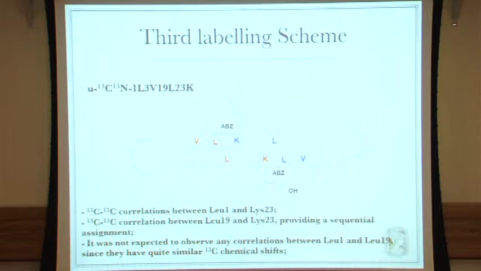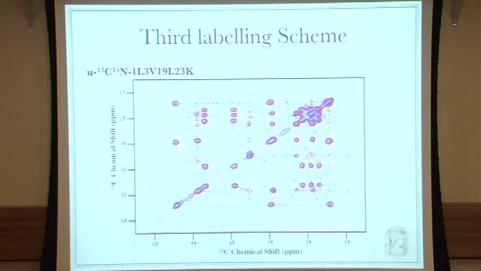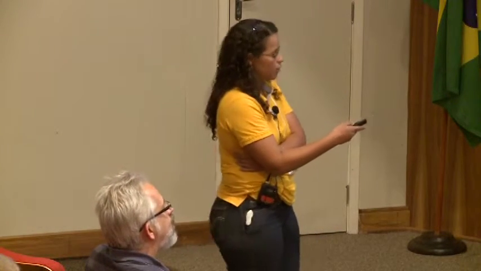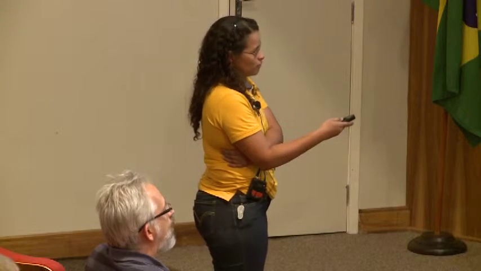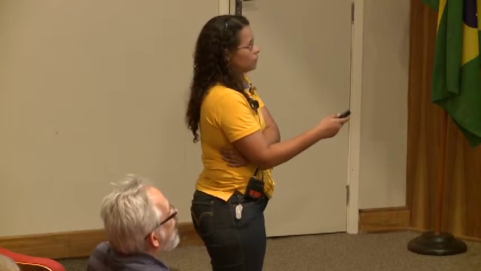Why? The reason for that is because I didn't observe any correlation between leucine 1 and lysine 23, but I observed several cross peaks between valine 3 and lysine 23. This is a really long range connectivity. This is really important for structure determination. That is quite interesting. So the structure proposed is a bit wrong.